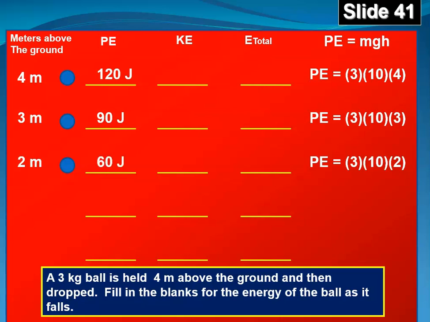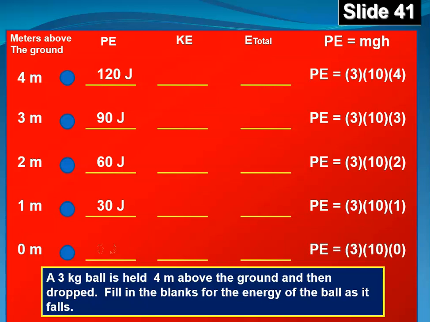Notice as it's falling, the potential energy is getting smaller and smaller. At 1 meter, it's 3 times 10 times 1 as the height, and that gives you 30 joules. And finally, when it hits the ground, it has no height. It's really just before it hits the ground, 0 meters high. It has no height, so therefore it has no more potential energy.